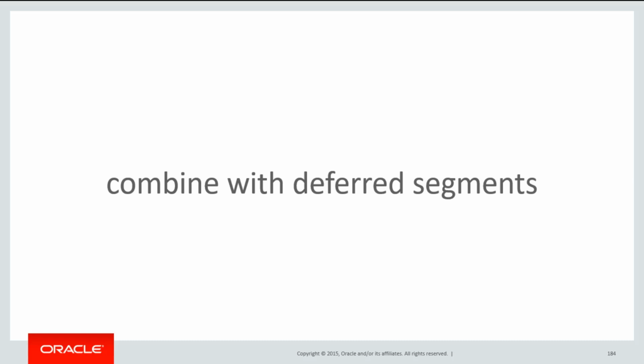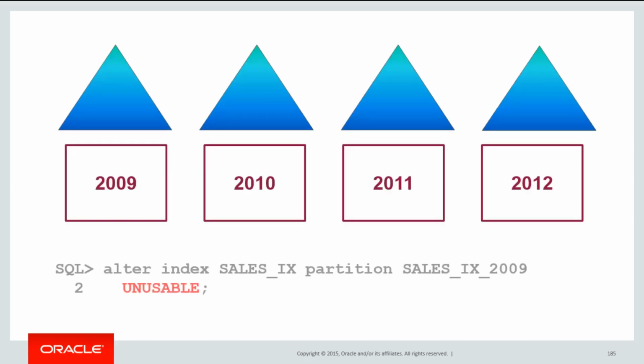Similarly, I can combine that with a feature that came in 12.1 called deferred segments. I can take an index partition and make it unusable. Therefore, it disappears. It no longer consumes any space. I can no longer use the index to access data in 2009, but this may be a business policy. I want nice, fast access to my current data, say in 2012, but my older data back in 2009 is probably going to be just for analytics and trend analysis, and I'll be doing full scans anyway.